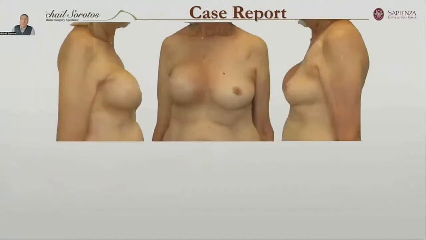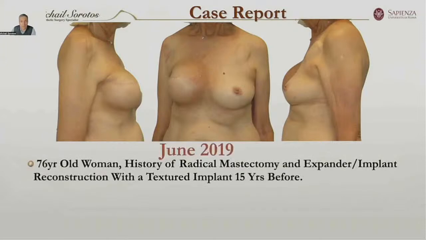Now, we've seen what a center of excellence is, how we can define it, characterize it, and look for it. Let's see why it is important. And I will do that by presenting some cases we have had to deal with in the past. So this is a very standard case of BIA-ALCL, a woman that came to us in June 2019.